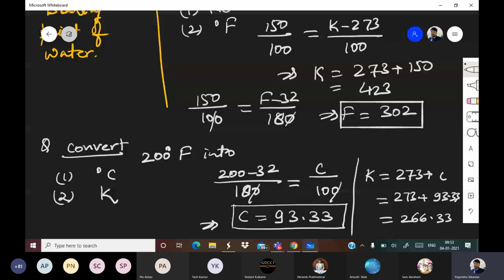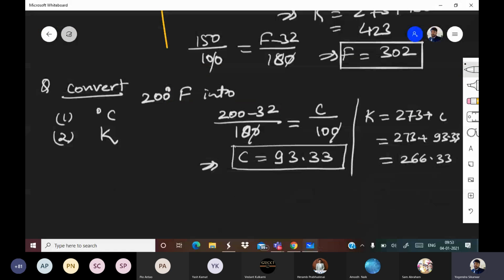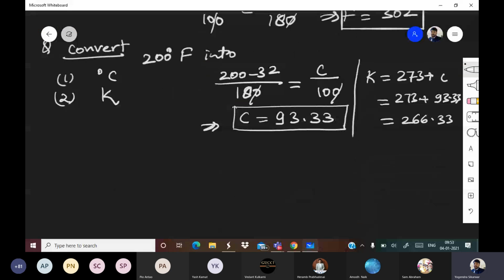All right, one more question. Convert 100 Kelvin into degree Celsius and degree Fahrenheit. Please solve.